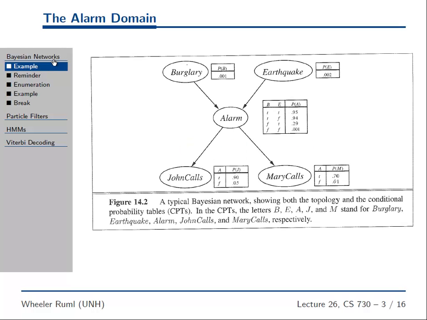Bayes nets. Okay, what's a Bayes net again? It's one of those things with circles and lines. Yeah, it's got circles. You got it. But what is it? It's a circle-line thingy.